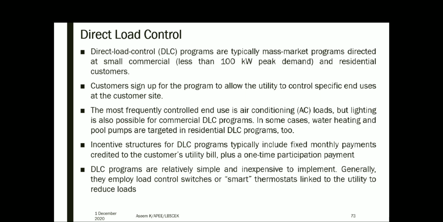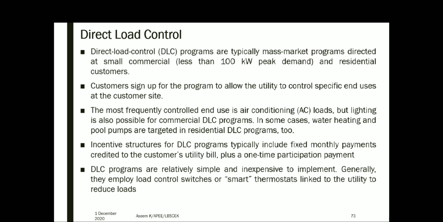And direct load control. These programs are typically mass market programs directed at small commercial and residential customers, typically with less than 100 kilowatt peak demand. Customers sign up for the program to allow the utility to control specified end users at the customer's site. That means whenever a customer is registered for direct load control, the utility directly controls the customer's end devices. That is, customer load can be directly controlled by utilities.